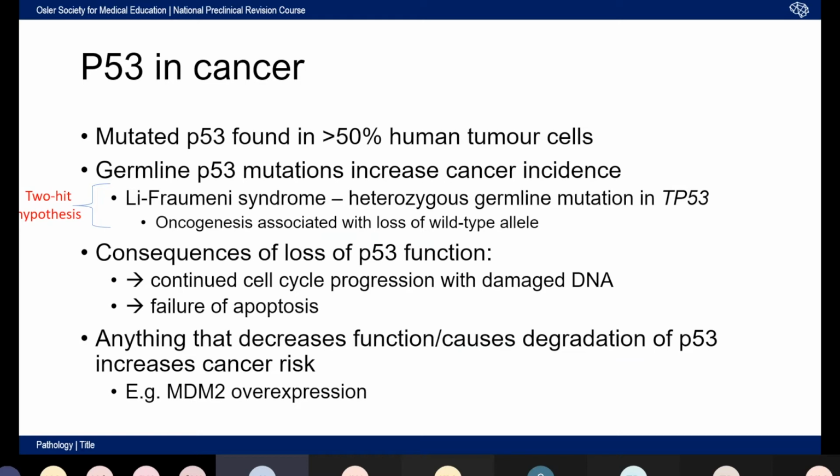A mutated P53 is found in over 50% of human tumour cells, revealing the important role it can play. And a loss of P53 function leads to a continued cell cycle progression without DNA repair and also a failure of apoptosis. So this means damaged cells don't die in a controlled way, but are instead able to carry on proliferating, which increases the risk of cancer. And there are a number of different mutations that could lead to a loss of P53 function, as well as a mutation in P53 itself. So for example, MDM2 overexpression would lead to increased degradation of P53, which could increase the risk of cancer.